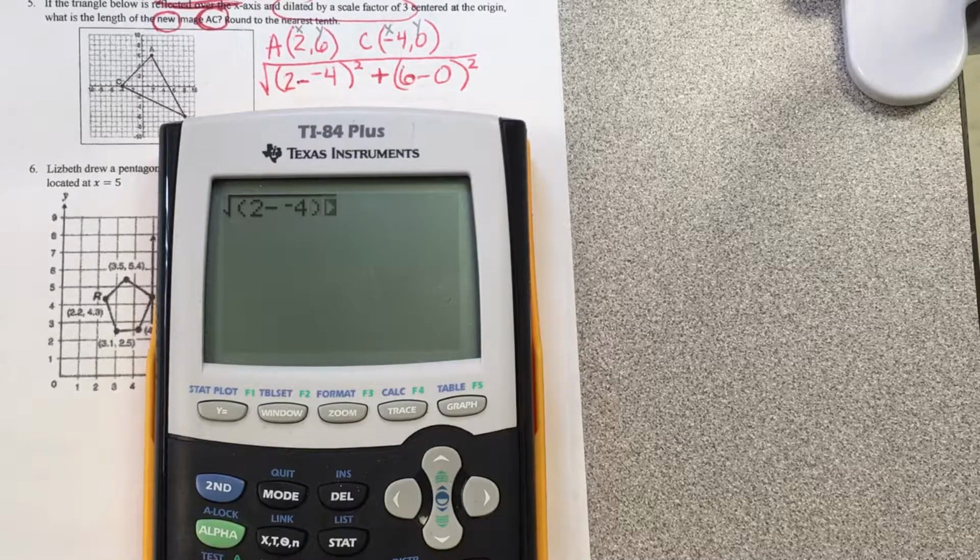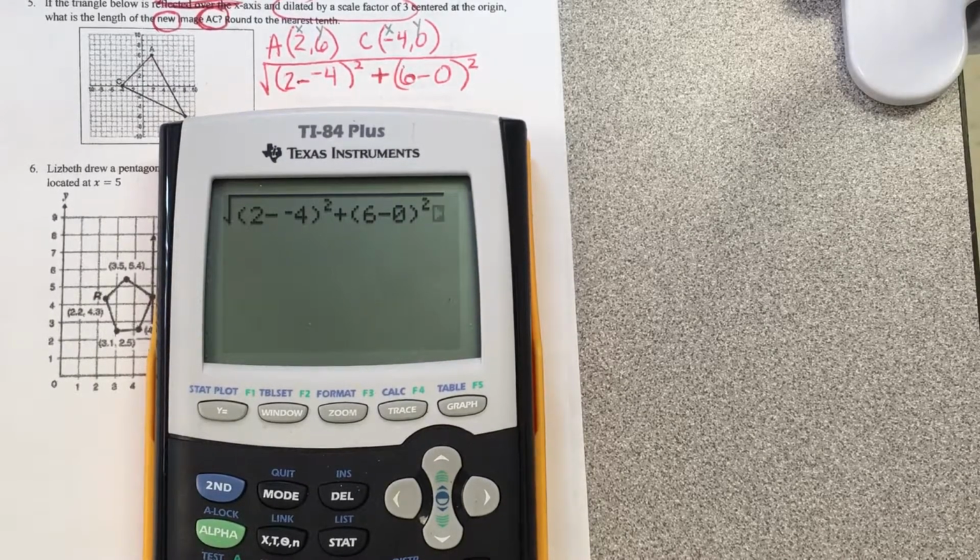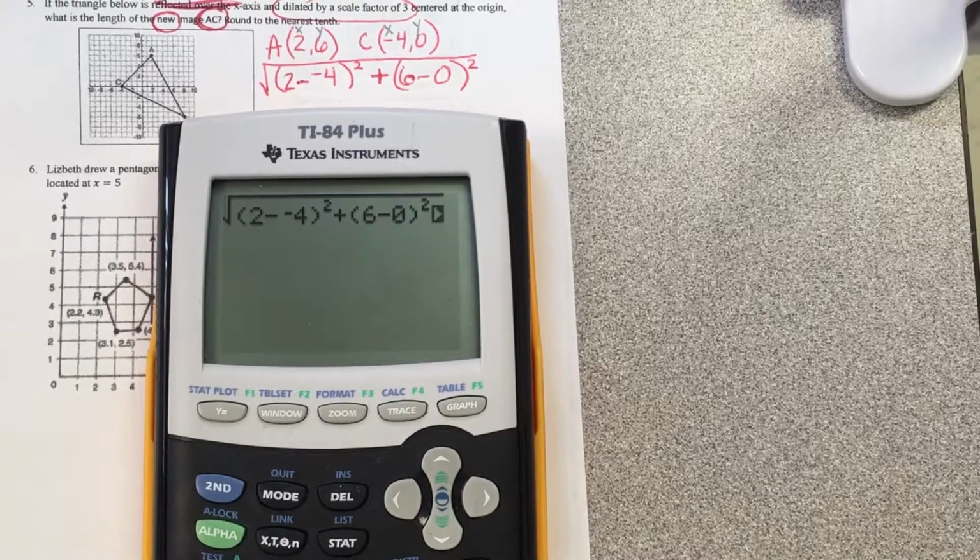Parentheses 2 minus -4 squared plus 6 minus 0 squared. Type it in, please. Second, square root. Oh, in your calculator? If you have a TI-83, you have to put 2 parentheses right here, or it will give you a different answer. So if you have an 83, a black one, you have to put 2 parentheses. You just hit the parentheses button twice on your calculator.